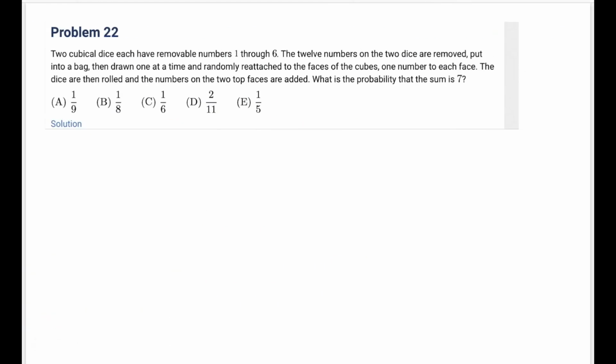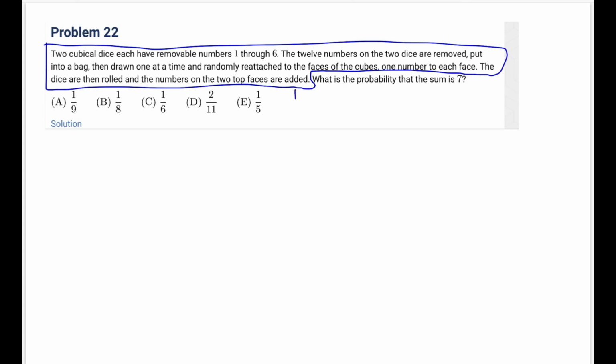Problem 22. 2 cubical dice each have removable numbers 1 through 6. The 12 numbers on the 2 dice are removed, put into a bag, then drawn one at a time and randomly reattached to the faces of the cubes, one number to each face. The dice are then rolled, and the numbers on the 2 top faces are added. Okay, so this much of the text is just a fancy way of saying there is 1, 1, 2, 2, 3, 3, 4, 4, 5, 5, 6, 6, and then we are picking 2 of them and adding them.